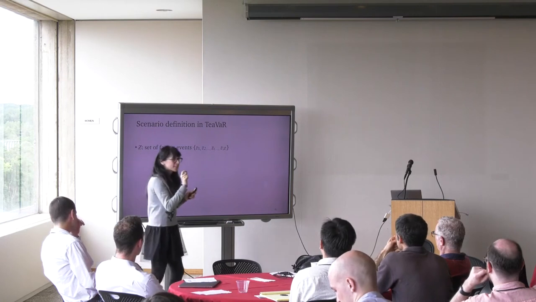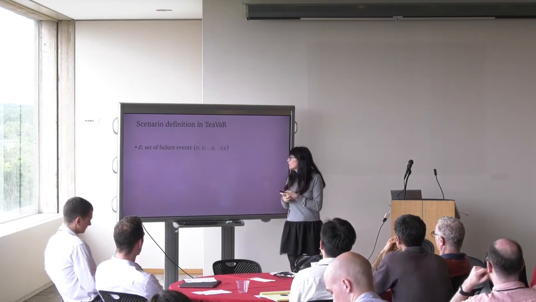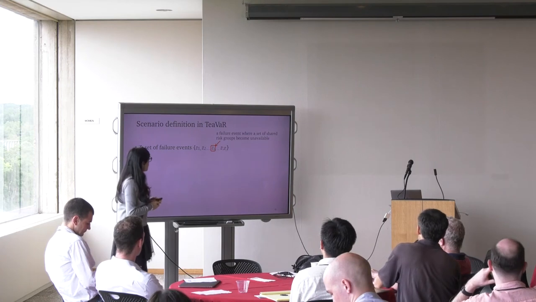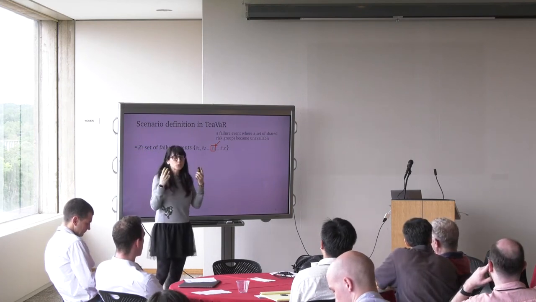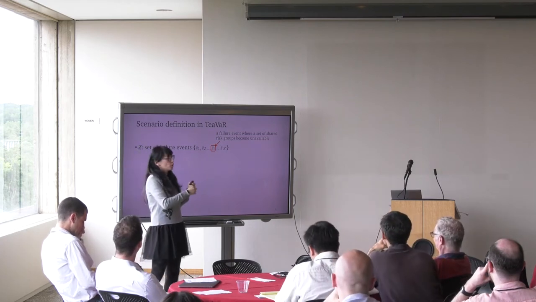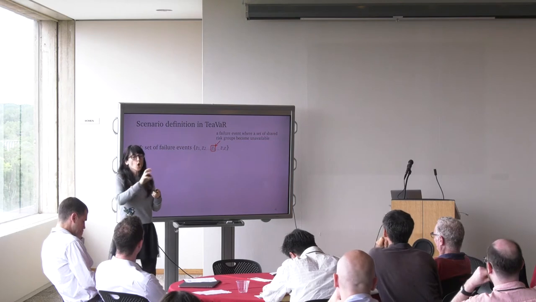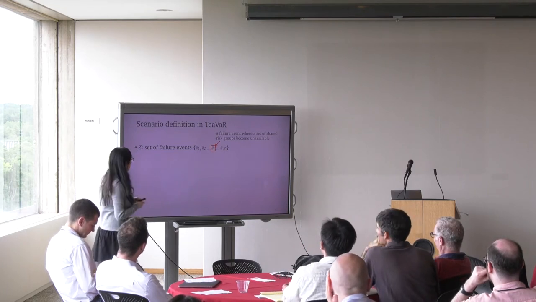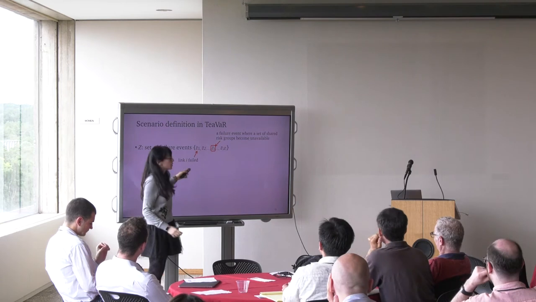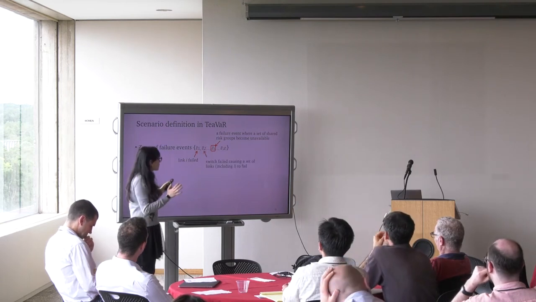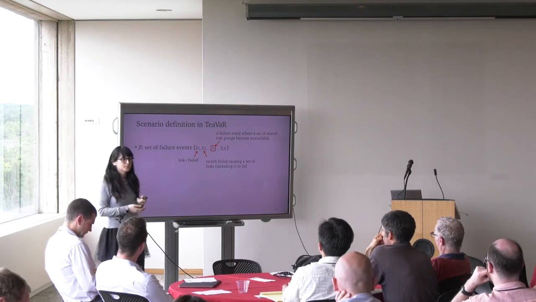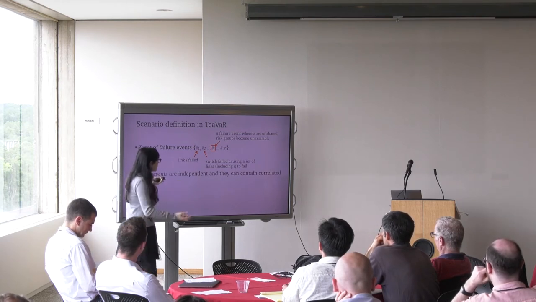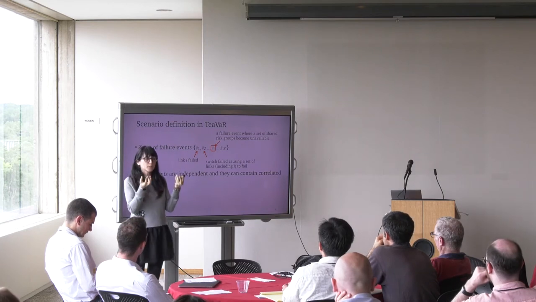Let's get into a little bit of detail about what a scenario means for us. Z is a set of failure events, say Z1, Z2, up to Zj. A failure event is based on the concept of shared risk groups. Shared risk groups are sets of components sharing the same fate, say all the links that go through the same power line. If the power line goes down, then all of those links or switches are down. For example, Z1 could be that link L failed, and Z2 could be that a switch failed, which caused a set of links, maybe including L, to fail. If you start thinking about scenarios, these failure events are independent, and they can contain correlated link failures, but I can multiply their probabilities with each other.